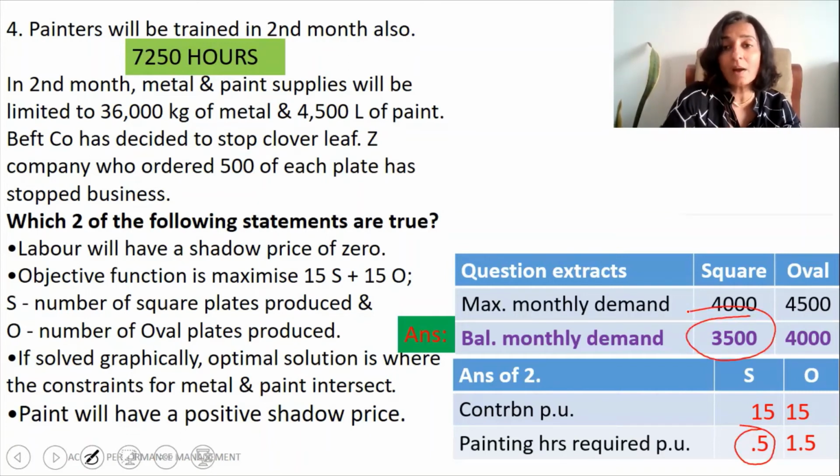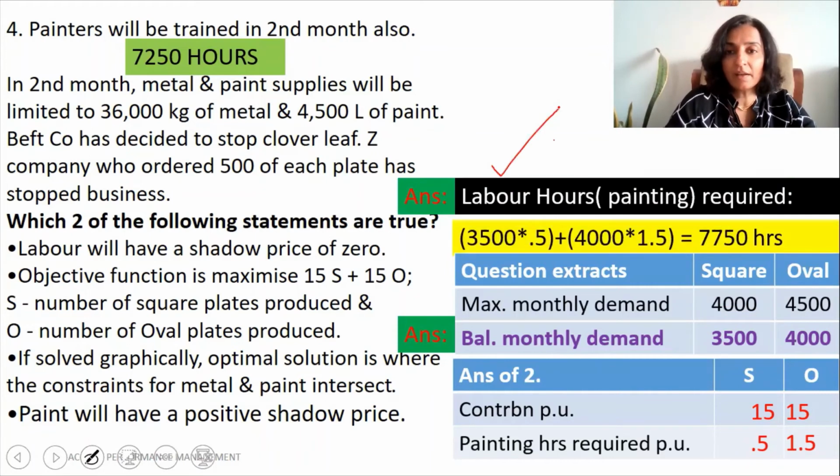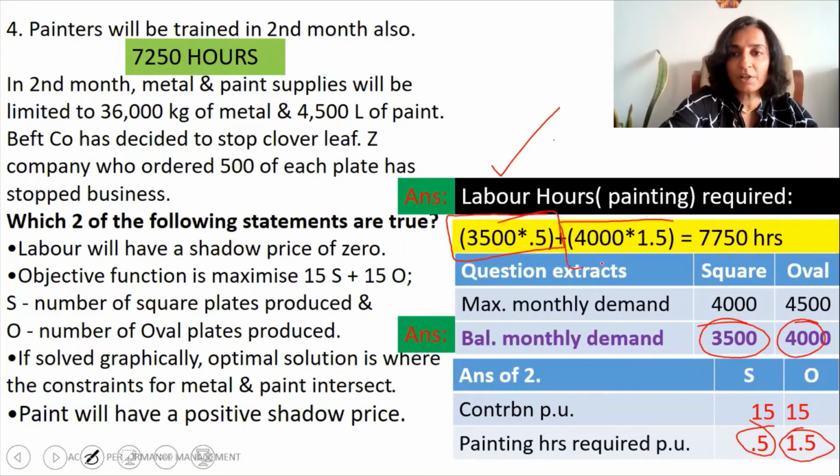How much time is required? Labor hours painting required is 3,500 into 0.5. That's coming from here, 3,500 units of square multiplied by 0.5. And as for oval, it is 4,000 multiplied by 1.5. So that's what I have written here. So the total painting hours which is required is 7,750 hours.